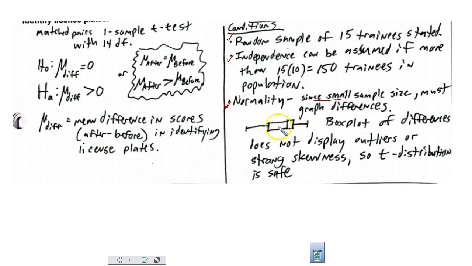This is the box plot that I got. Now this box plot may indicate that there could be a little bit of skewness, but there's certainly not strong skewness, and there's no outliers. So it is safe to use the t-distribution. We can check off normality as well.